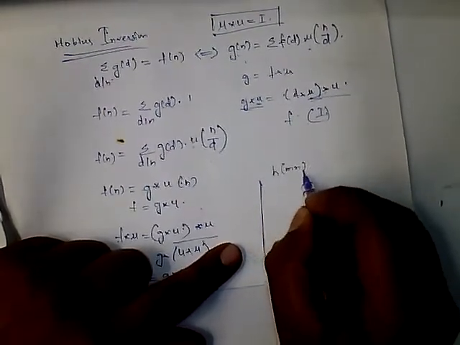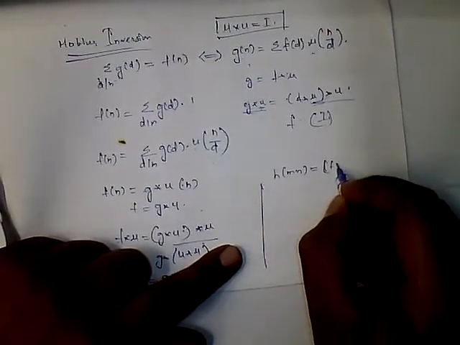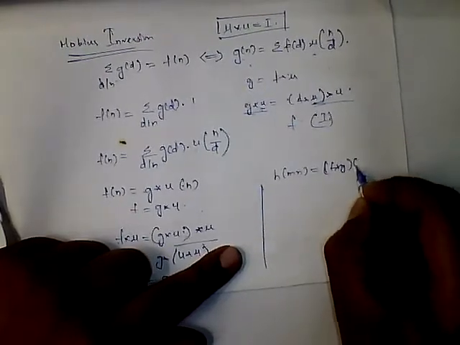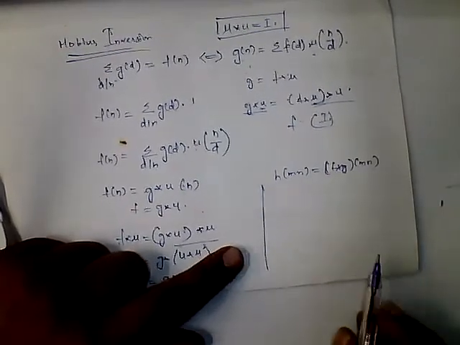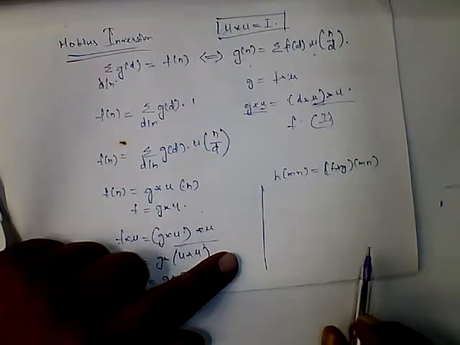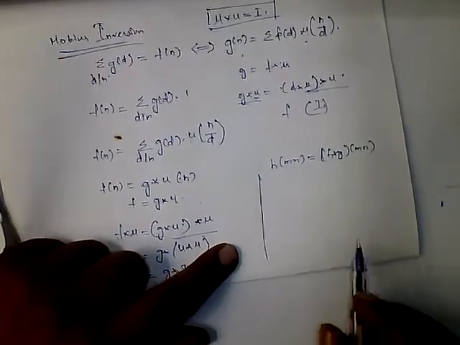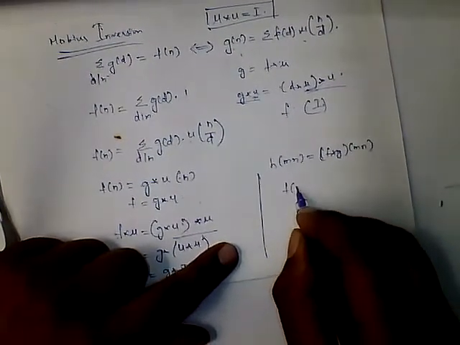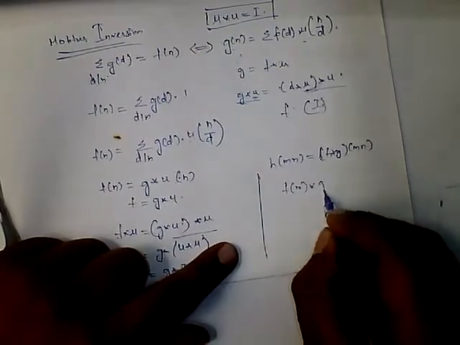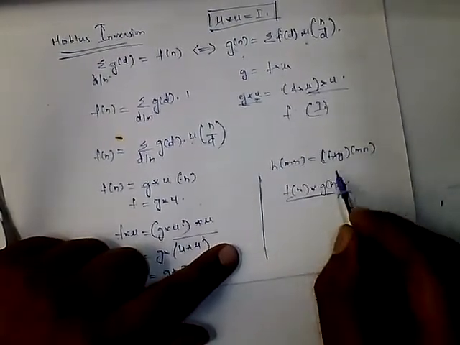Let h of mn equal f star g of m into n. You have to find this, right? It will be equal to f star g of m times f star g of n. You have to prove this. Okay, I will prove it.